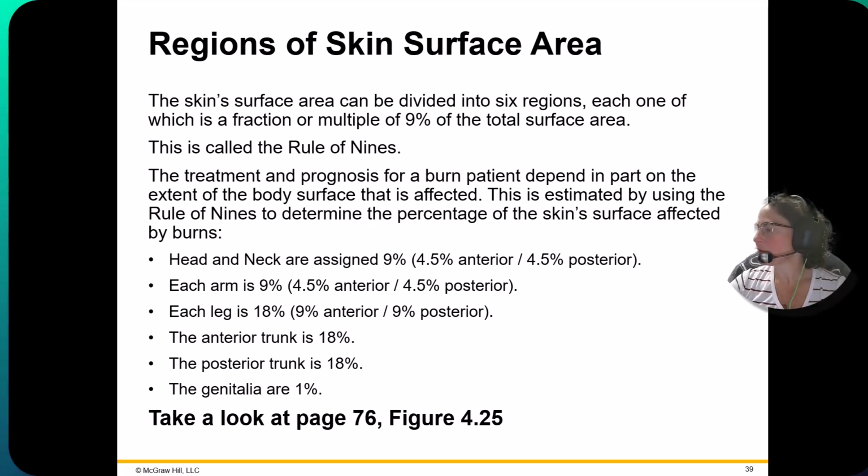So if you look at the picture, the head and neck area is 9%, with 4.5 being the anterior, the front, 4.5 being the posterior or the back. Each arm is worth 9%, 4.5 front, 4.5 back. Each leg is 18%, 9 in the front and 9 in the back. The anterior trunk, meaning the front trunk, is 18%, posterior trunk, the back trunk, is 18%, and then again, the genitalia is 1%. So that's how the doctors will categorize the burns.